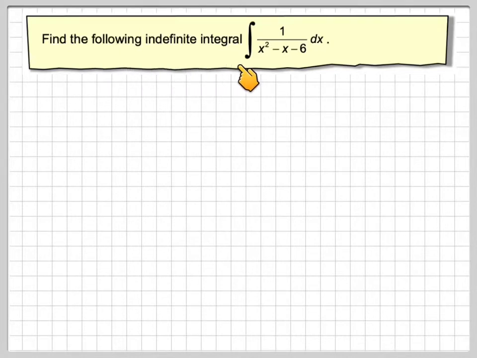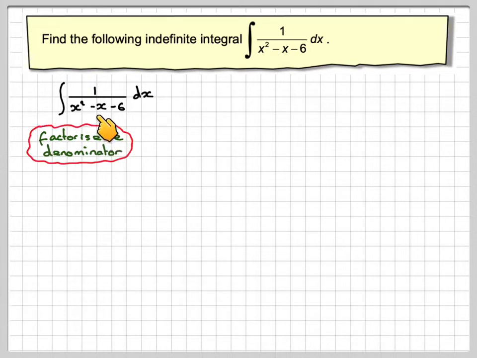Find the following indefinite integral, which is 1 over x squared minus x minus 6. Now, because the denominator here can be factorised, we need to factorise it. If it can't be factorised, then you need to do one of the methods in the last video that I'm going to do on this series.